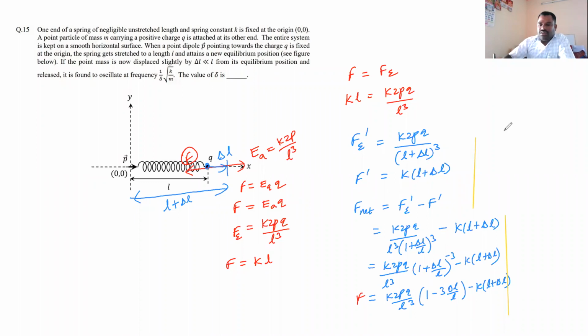Now see here, this is the net force. We can take k 2Pq by L cube as kL, and multiply inside. So the force is kL into (1 minus 3 delta L by L) minus kL minus k delta L. Now we can cancel kL and kL, and the L and L. Here we have minus 3k delta L and minus k delta L, so F is equal to minus 4k delta L.